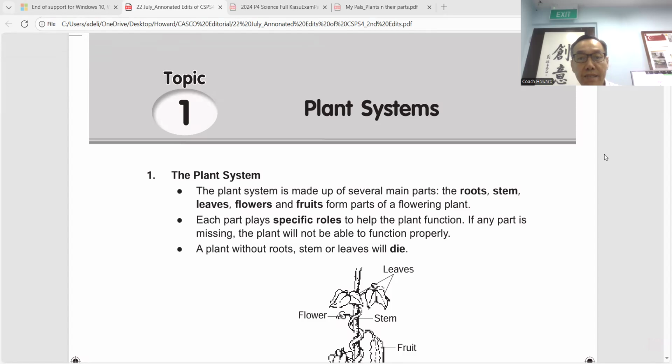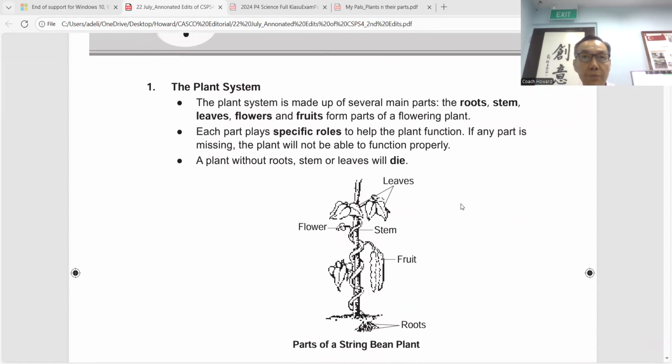Today, I'll be revising the plant system with the P4 students here. As you know, this year is 2026, and most schools in P4 have started with this topic, plant system. Plants are something we see every day, right? We need to know the different parts of the plants.